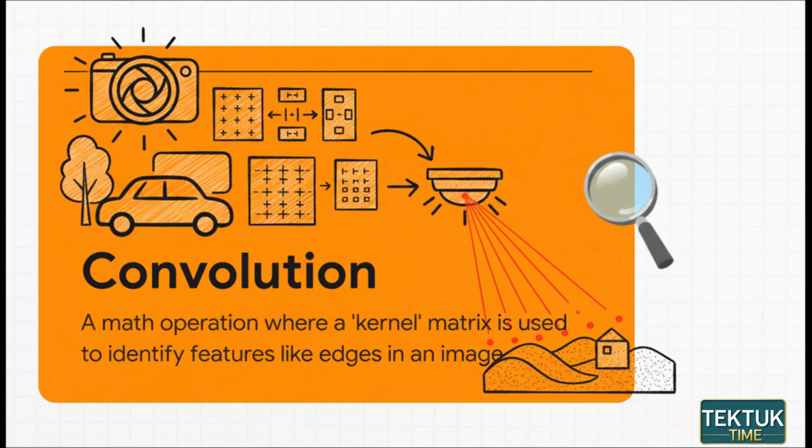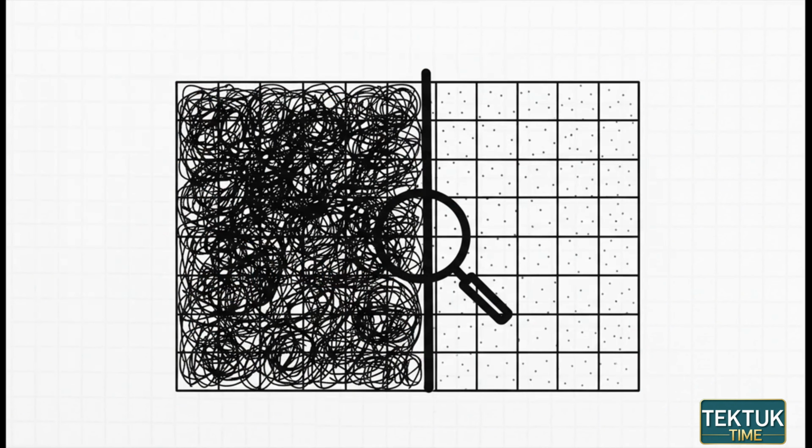One of the most powerful tools for this is a mathematical operation called a convolution. Now, don't worry about the fancy name. Just think of it like sliding a tiny little magnifying glass, they call it a kernel, across the entire grid of numbers. As it moves, this kernel looks at a small patch of pixels at a time, searching for important patterns and features.